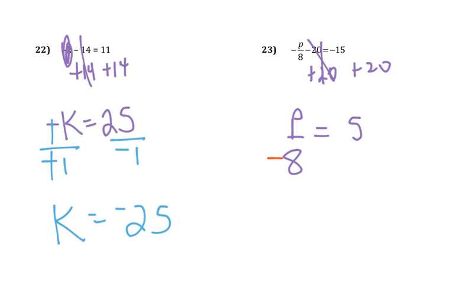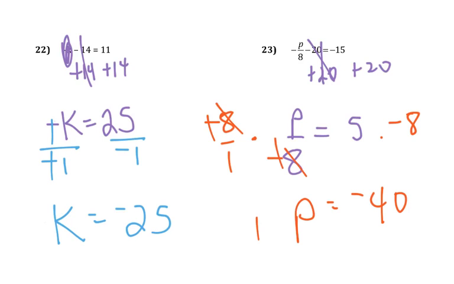So p divided by negative 8. So instead of divide by negative 8, I'm going to multiply by negative 8. Multiply by negative 8. So I'm going to have p equals 5 times negative 8, which is negative 40. So that's my answer.